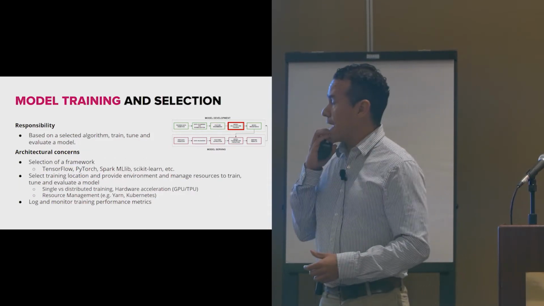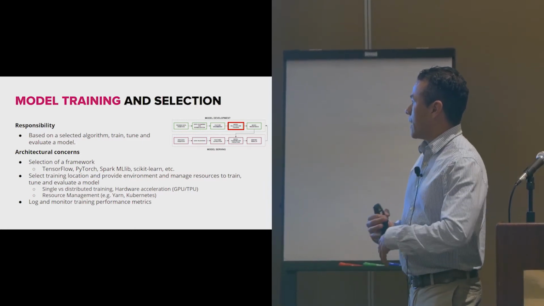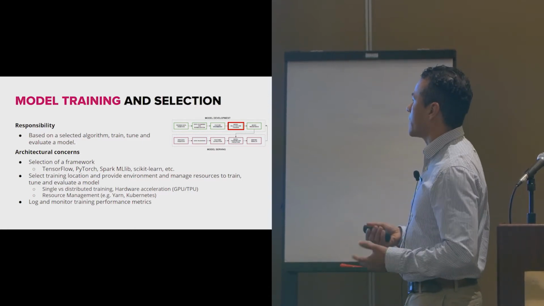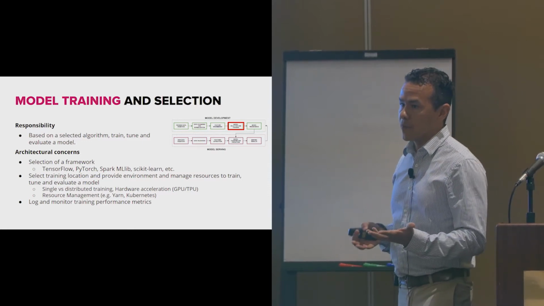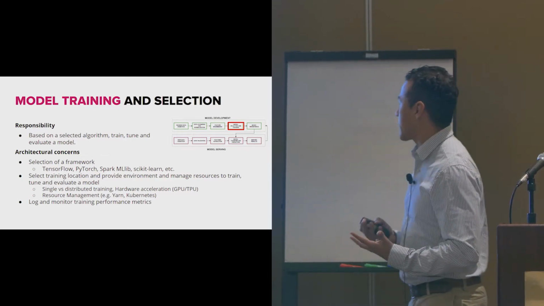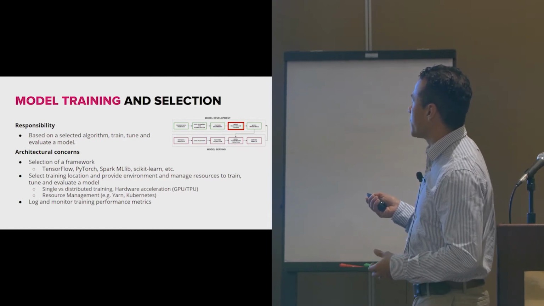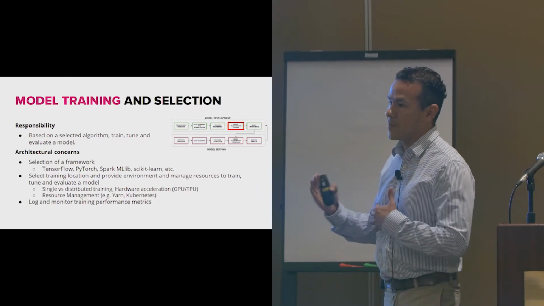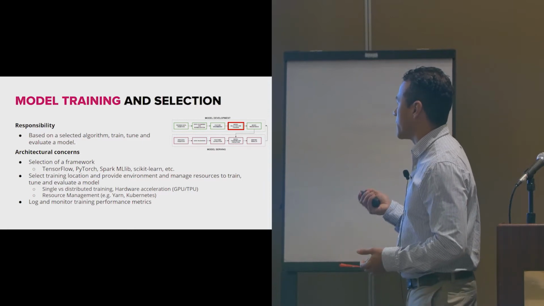Another very important and very time-consuming activity is model training and selection. Here the data scientists select a particular algorithm, train it, tune it, and evaluate it. Some of the important decisions are the selection of a particular framework. There are many frameworks to choose from, and one consideration is whether this framework will be used exclusively for model development and a different one will be used in model serving, or if it's going to be the same in model development and serving, which can help reduce the time it takes to go from one environment to the other.